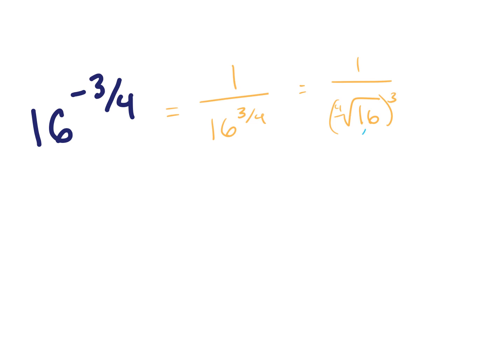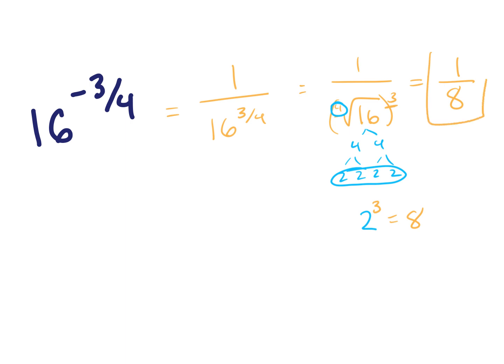So what are 2 factors of 16? 4 and 4. And 2 factors of 4? 2 and 2 and 2. Circling how many of a kind? 4. So what comes to the outside? 2. To what power? 3. To the third power. Don't forget about the exponent at the end. And what's 2 to the third power? 8. So what's my final answer? 1 over 8. Don't forget, negative exponents turn it into a fraction.